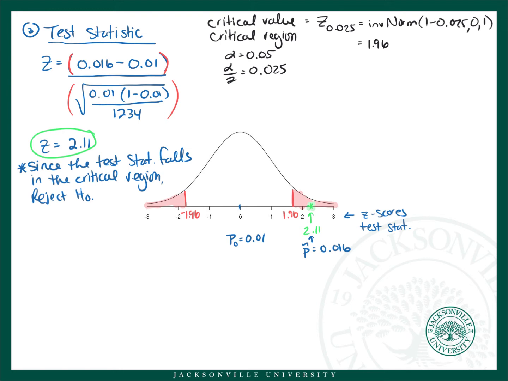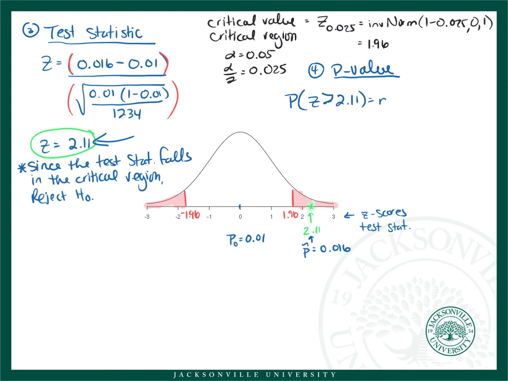Now, if you're using the p-value method, so let me put that up here, the p-value method, then we need to calculate the probability of getting a test statistic that is at least as extreme as the one that we got, and the one that we got is at 2.11. So that's the definition of a p-value. So a p-value is the probability of getting a z-score that is higher than 2.11, so bigger than 2.11.